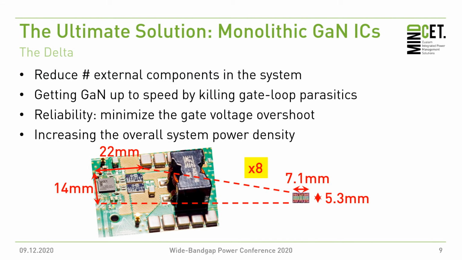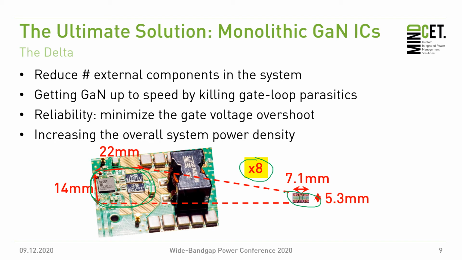So yeah, this is a very nice solution, but looking a bit at the future, what else could we do to improve it even more? And then the ultimate solution is, of course, monolithic GaN IC. So the entire gate drive and power stage in our solution, which is state of the art, by the way, today, measures about 22 by 14 millimeters of board space. Now, a reduction of a factor 8 is possible by putting all this on a monolithic GaN IC.